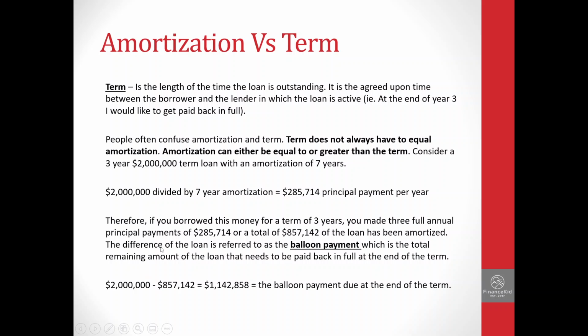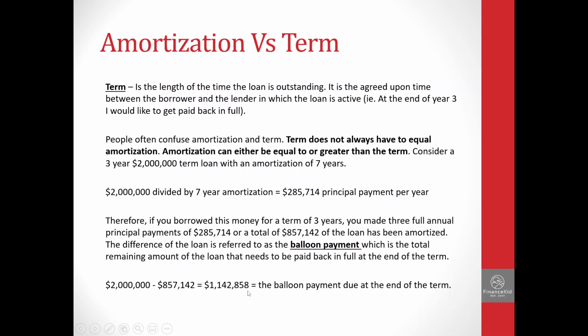So in this example, I'm paying down 285 every year. The term is 3, so that's 3 full years of 285, or $857,142. So I deduct that from my initial starting loan balance of $2 million. And so at the end of the 3 years, I would have an outstanding loan balance of $1.142 million. And that is what the balloon payment is.